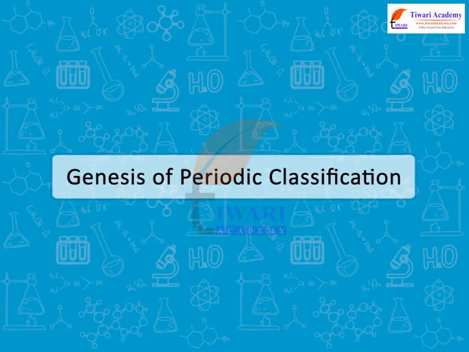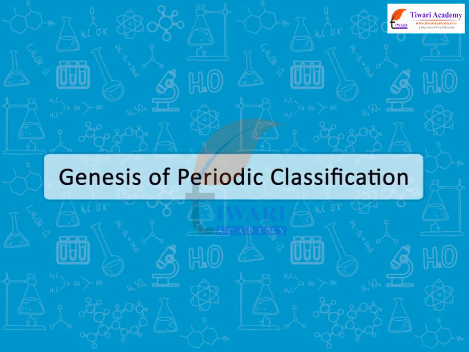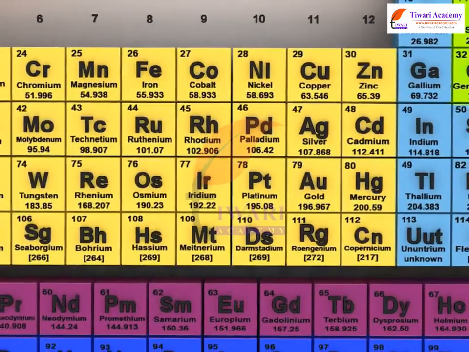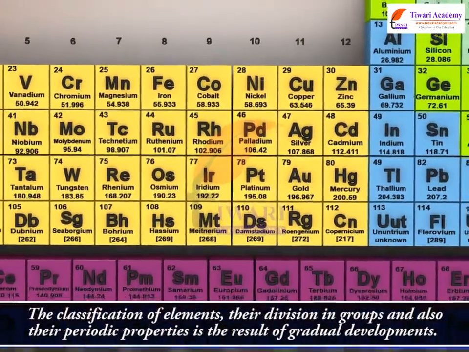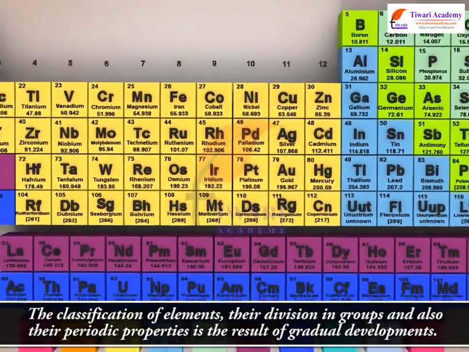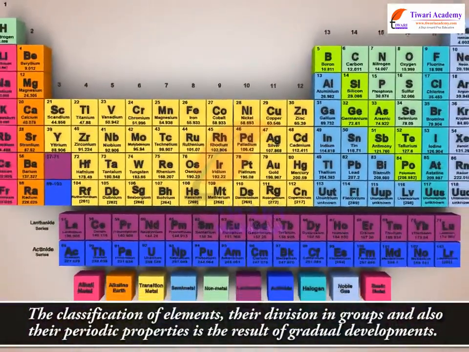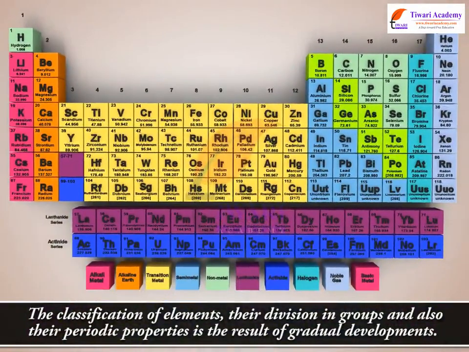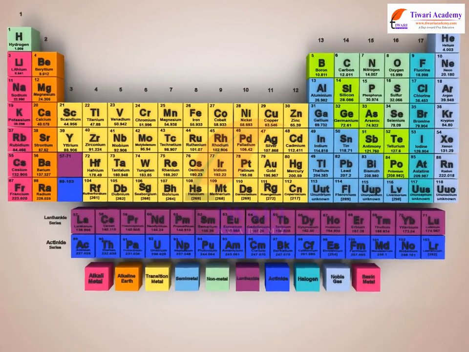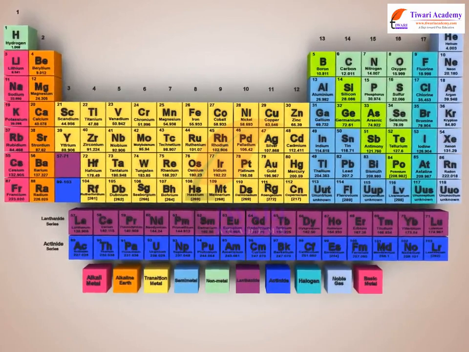Genesis of periodic classification. The classification of elements, their division in groups, and also their periodic properties is the result of gradual developments. Let us have a look at those developments.